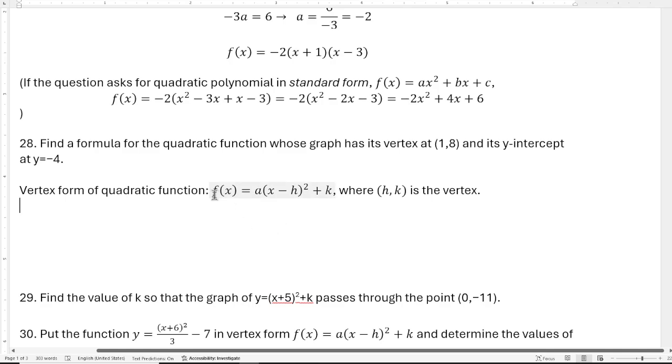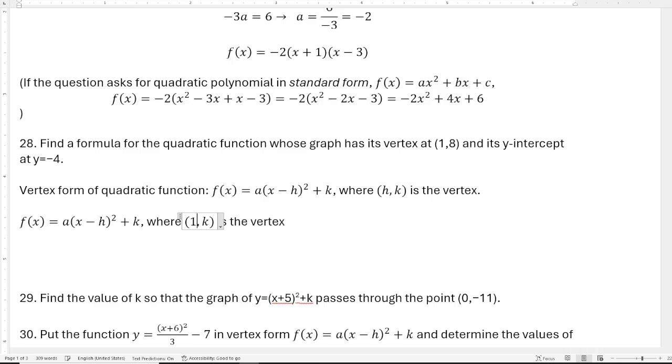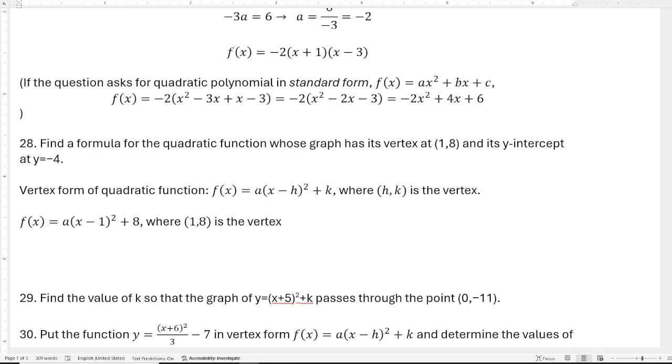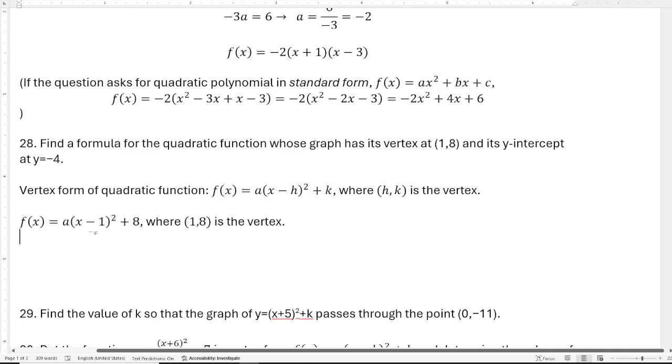So in order to apply this formula to our situation, first we are given that (1, 8) is the vertex. So instead of h we have 1, and instead of k we have 8. So we put 1 here and 8 here. So that's the vertex, right? So this is our vertex form. The vertex form applied to (1, 8) as the vertex will give you this.